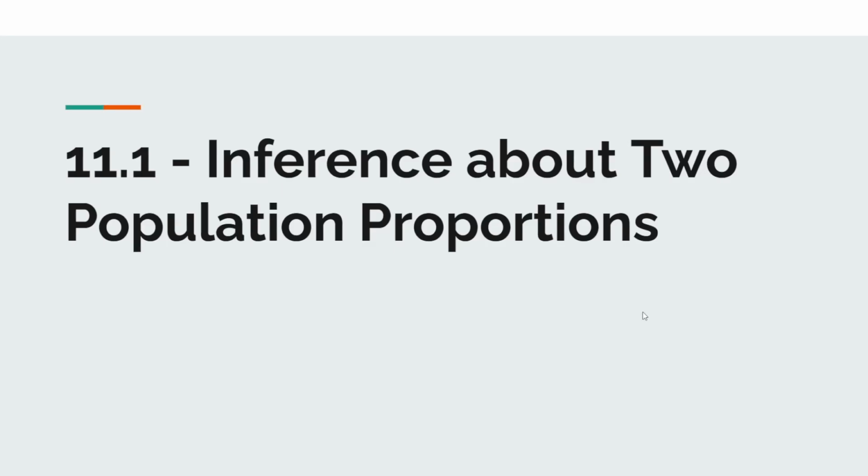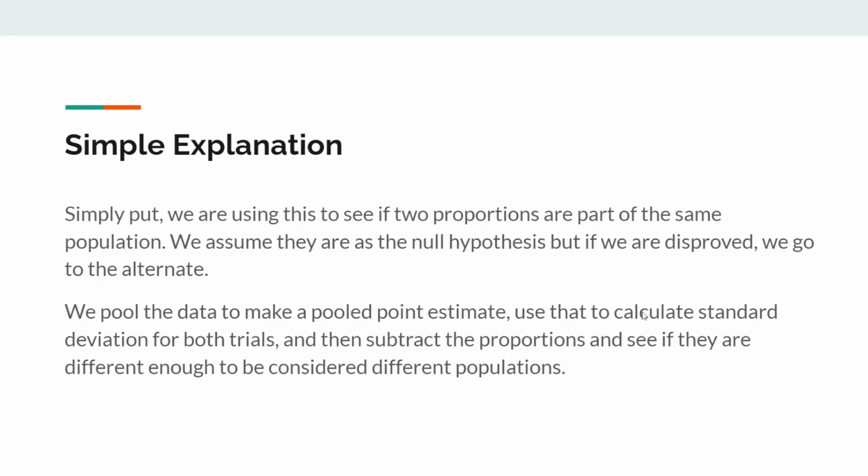Inference about two population proportions. Simply put, we are using this to see if two proportions are part of the same population. We assume they are as the null hypothesis, but if we are disproved, we go to the alternate, obviously. We pull the data to make a pooled point estimate, and a pooled point estimate should just be the pooled proportion.